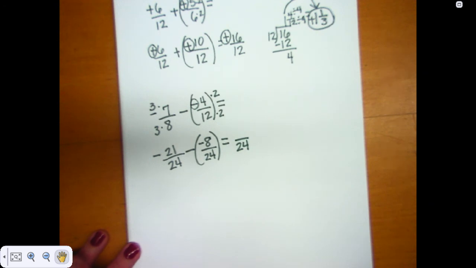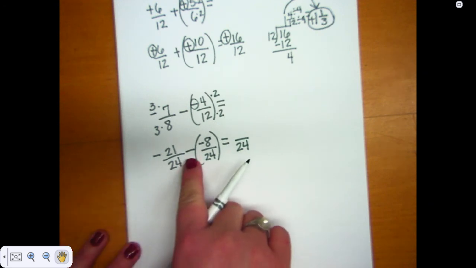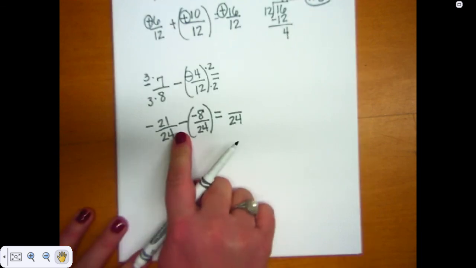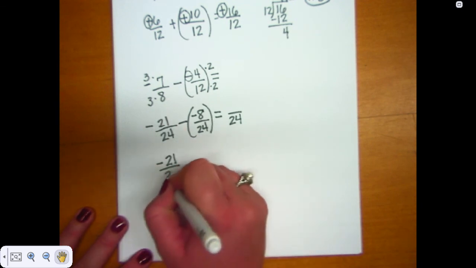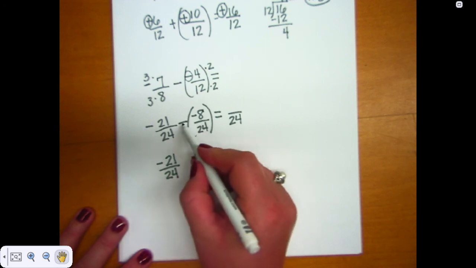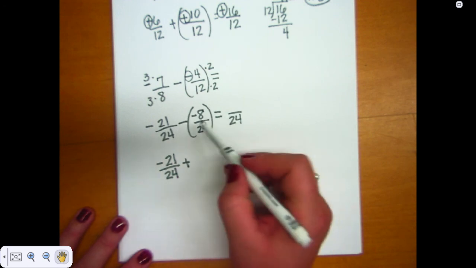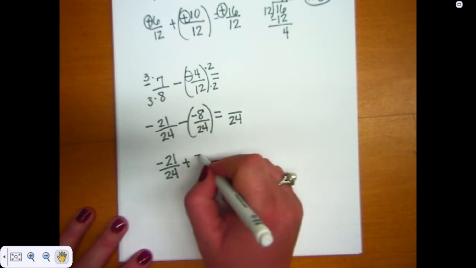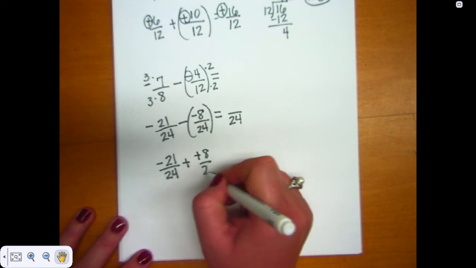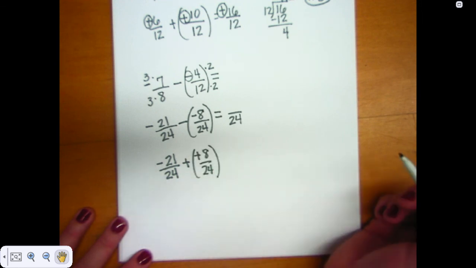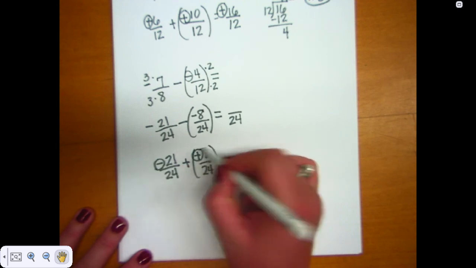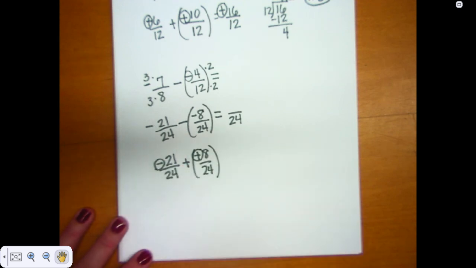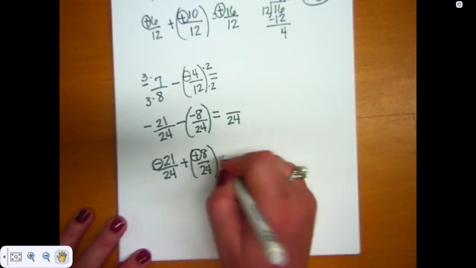The first thing I'm going to notice is this is not adding, so I have to change it to adding by doing the opposite. I do absolutely nothing to the first number other than just bring it down. Now I have to change the subtraction sign to an addition, and this is a negative sign, so it changes to a positive 8/24. Now I'm adding, so all I need to do is check my signs. They are different. Different means subtract.